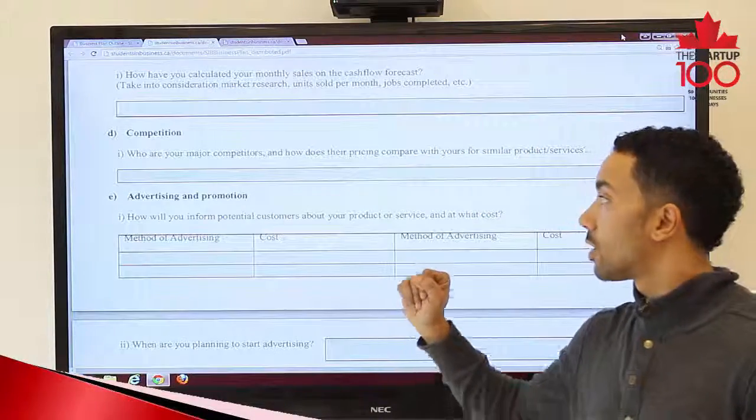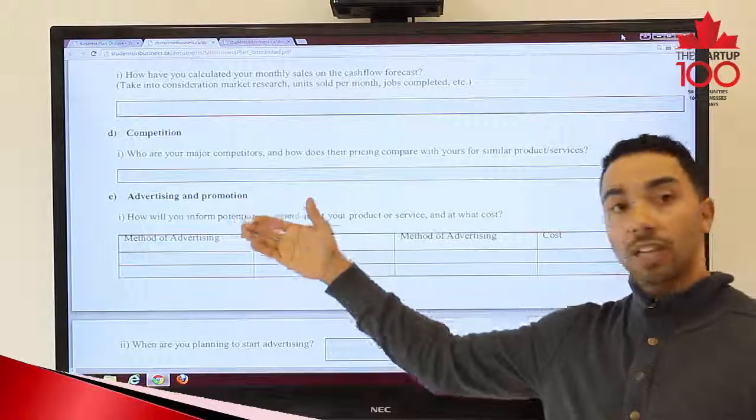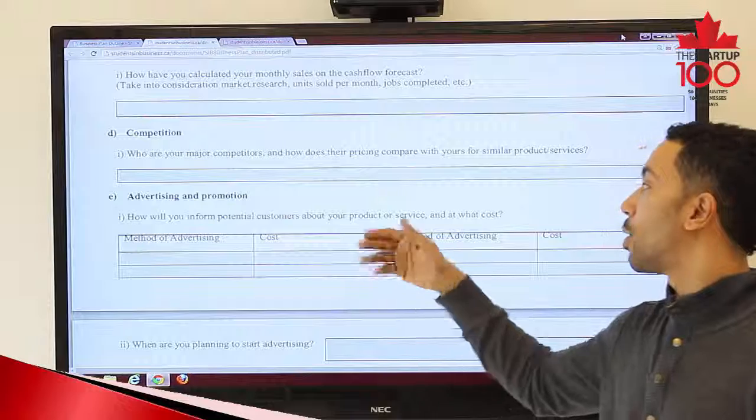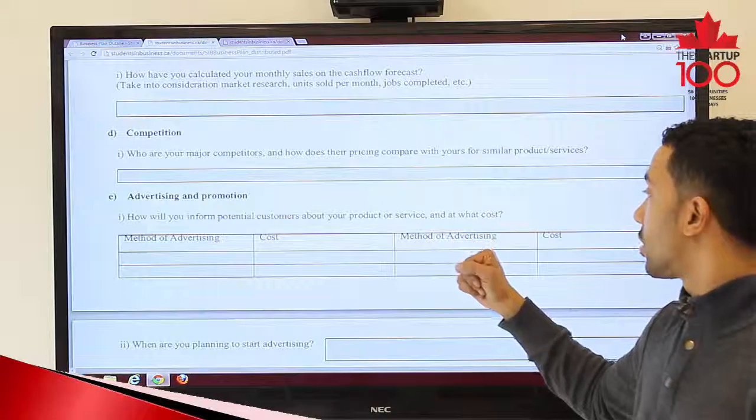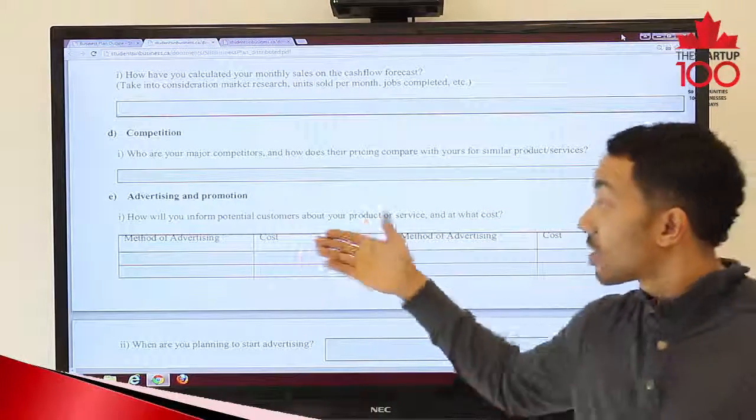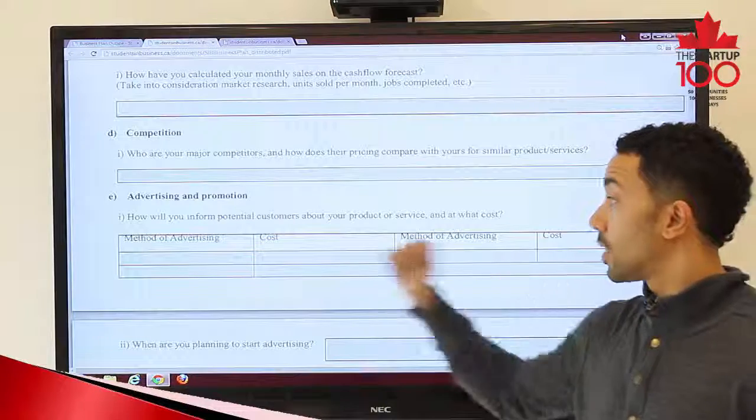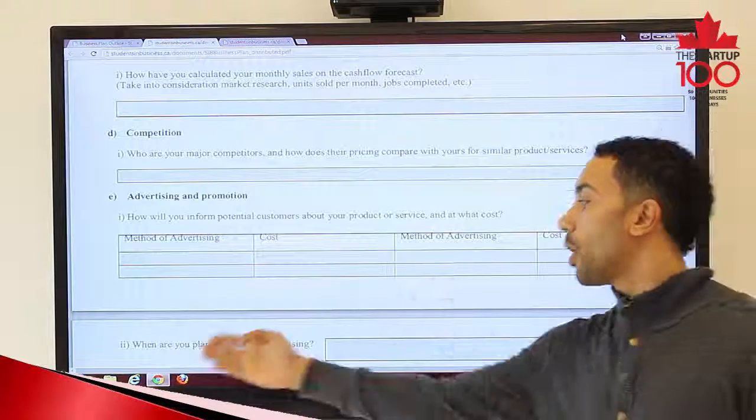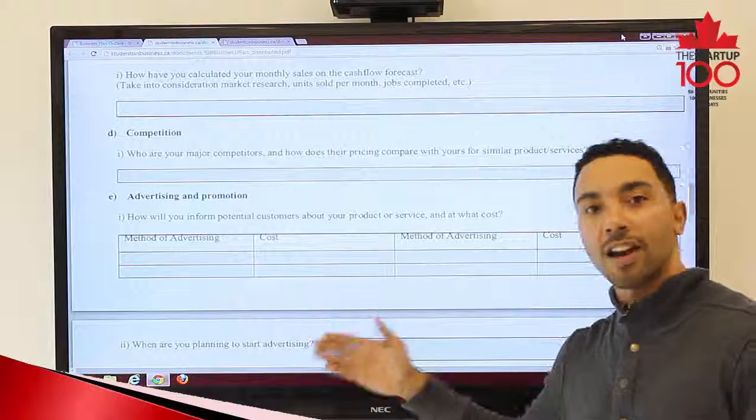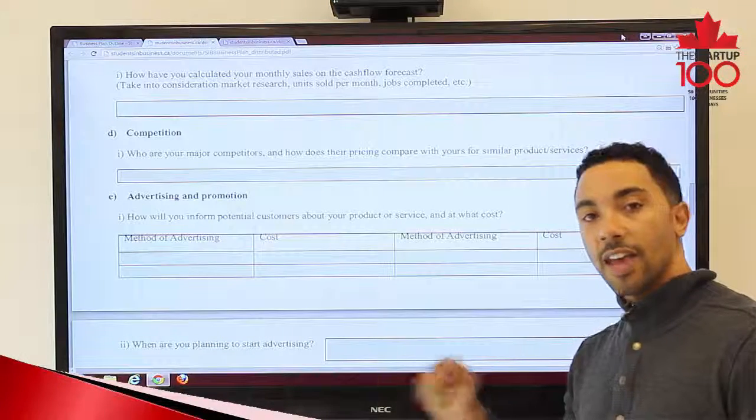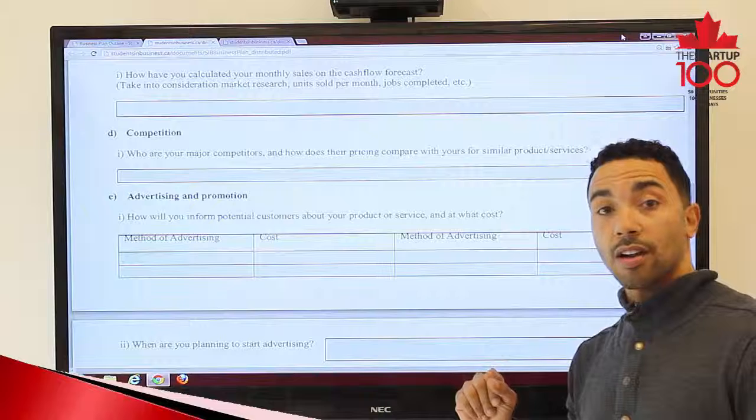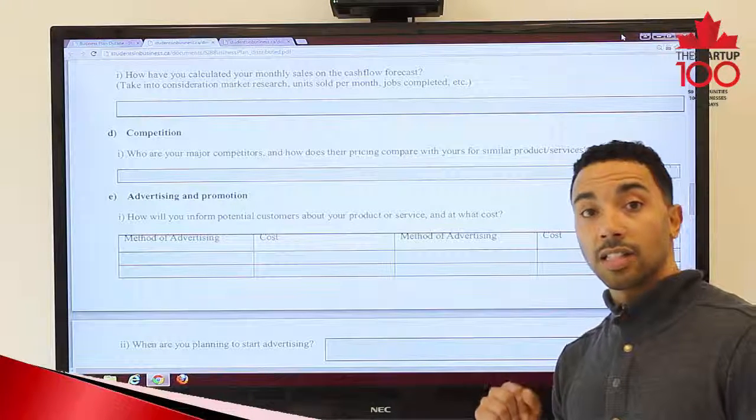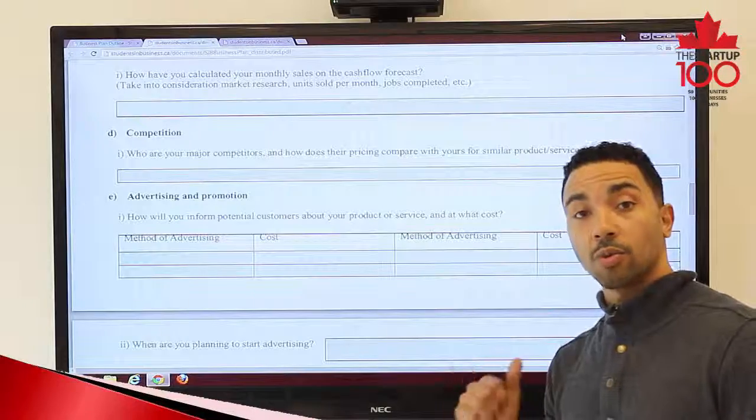or service? Part E, advertising and promotion. How will you inform your customers about your product or service? And how much does it cost? That's what we want to know here. Part 2, when are you planning to start advertising? That's it for the second part of the Student and Business Plan template, the marketing plan. Next up will be the third part, which will be the financing.